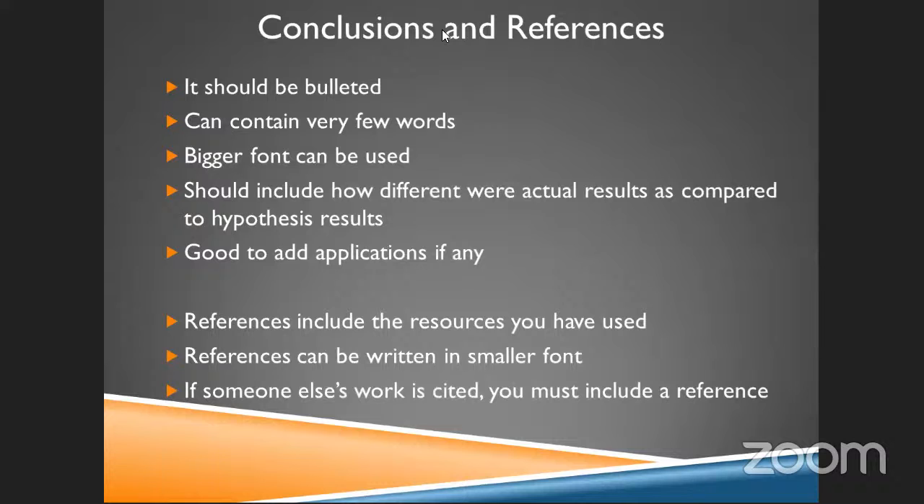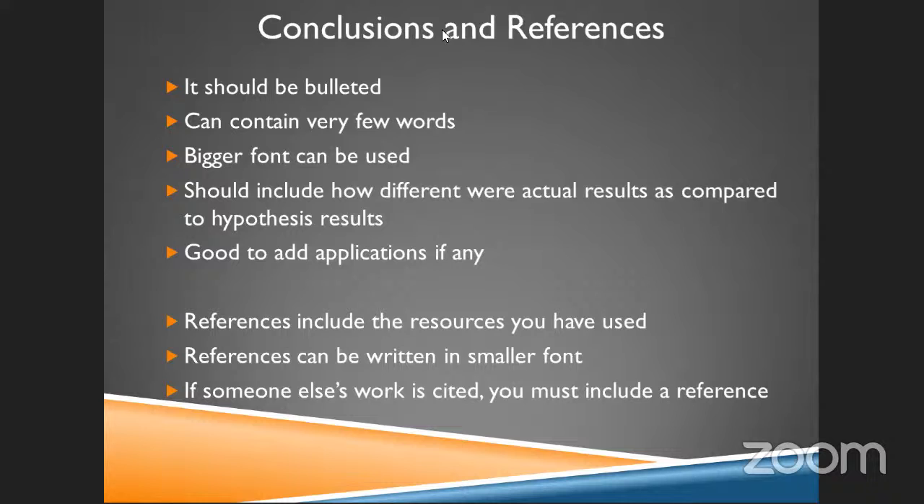If you have used a book, the reference can be in the form of the name of the book, the publication name, the author's name, and the edition. And if you have used a particular technical paper, you have to include the title of the paper, the owner's name, and if possible the page number should also be mentioned.